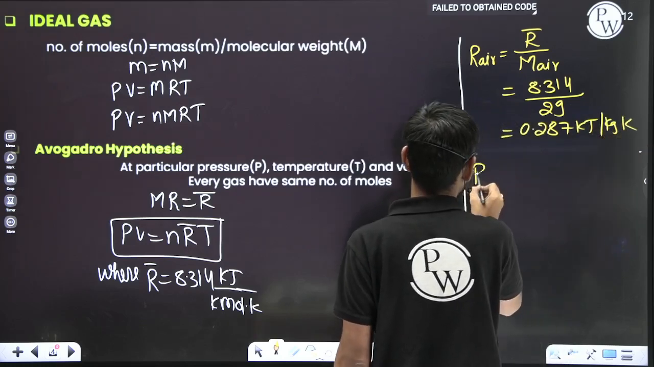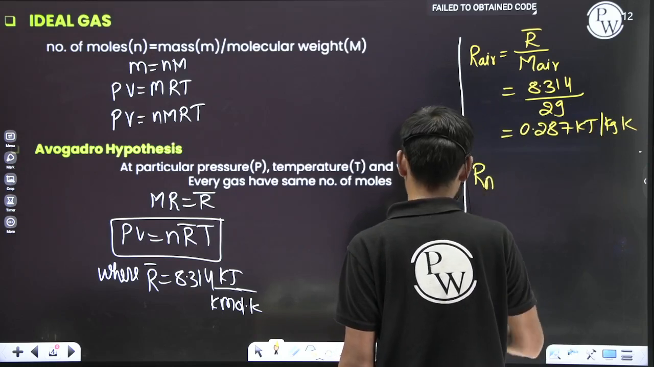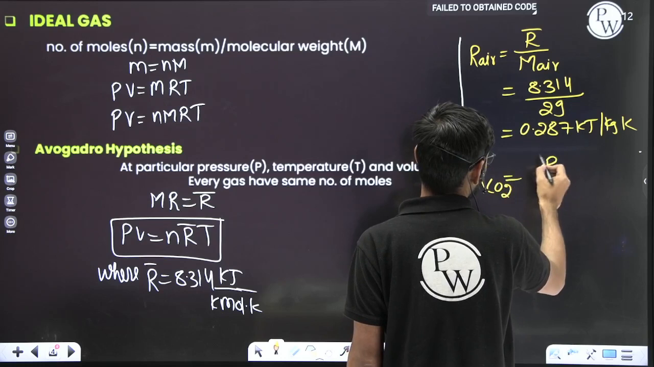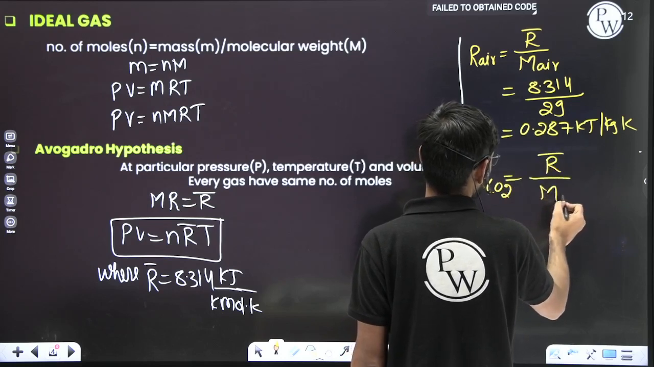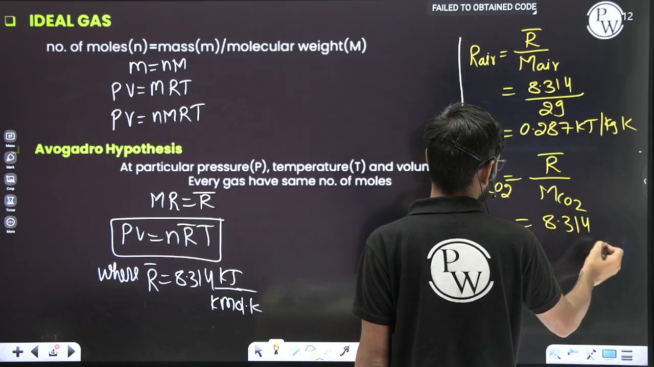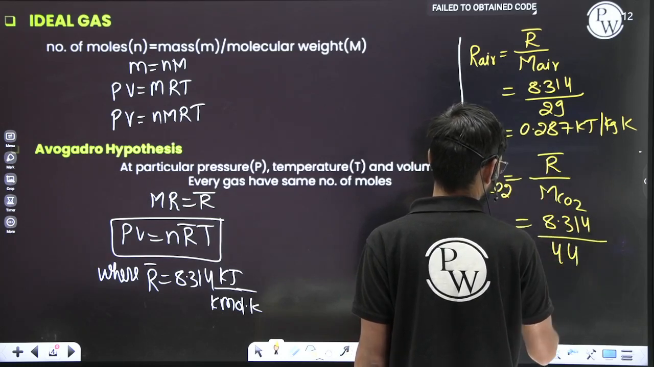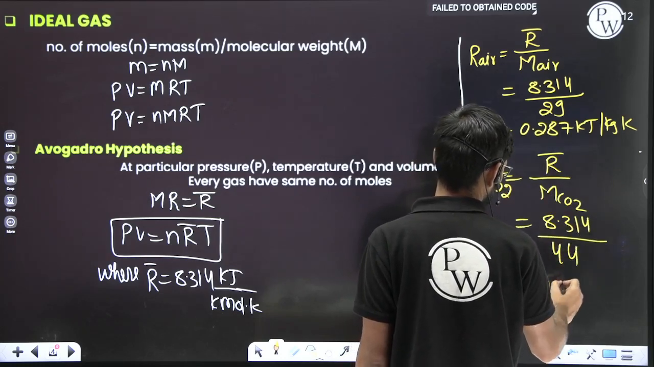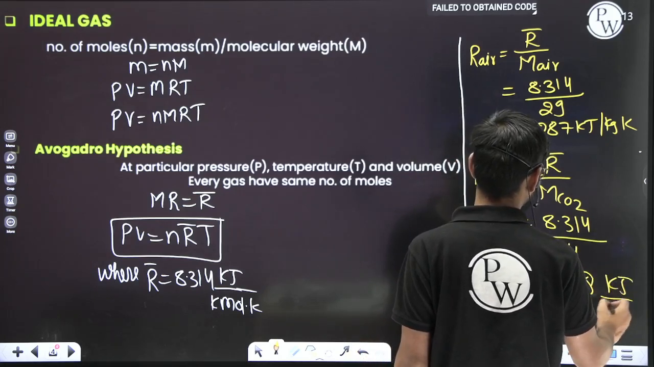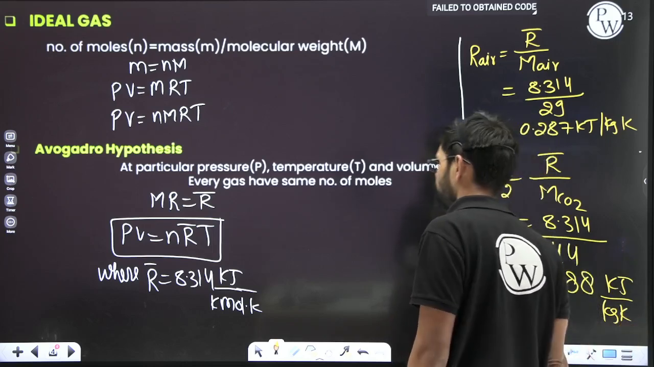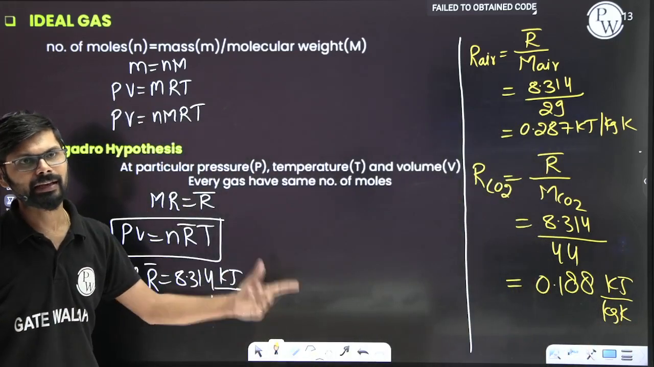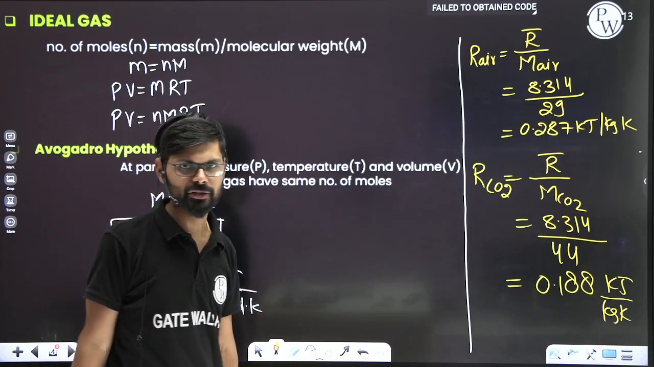Similarly, let's say you need to find R of argon or R of CO2, for example. Then this value will be R bar by capital M of CO2. So this value will be 8.314 divided by 44, which comes to about 0.188 kilojoule per kg Kelvin. You can calculate the R value like this. Is it clear to everyone?